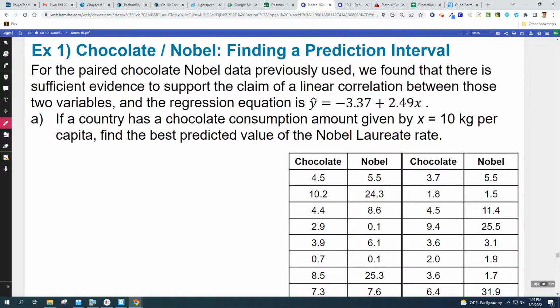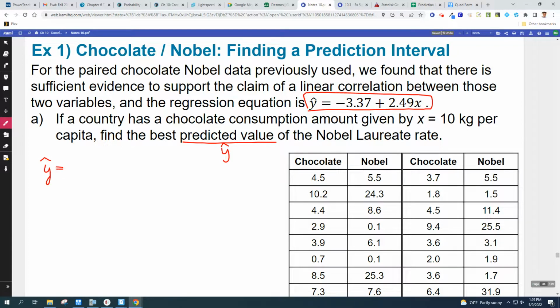Example 1, finding a prediction interval. For the paired chocolate and Nobel data previously used, we found there is sufficient evidence to support the claim of a linear correlation between those two variables, and the regression equation is this. If a country has a chocolate consumption amount given by x equal to 10 kilograms per capita, find the best predicted value of the Nobel laureate rate. Predicted value, again, is that y hat number.